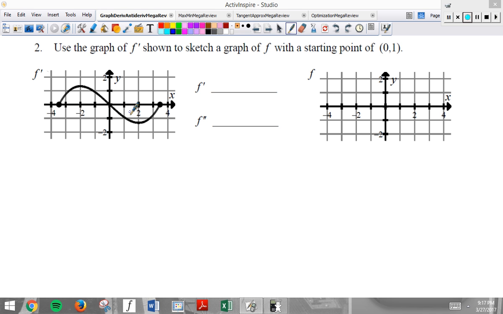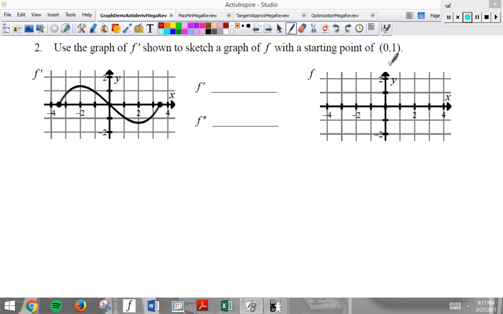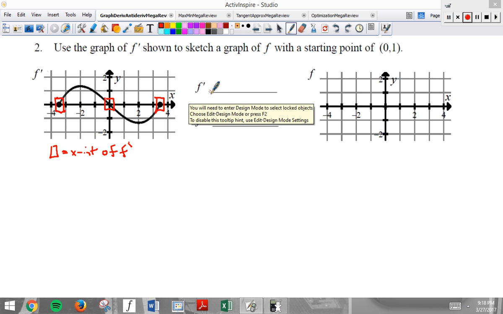So I look at this graph and I'm going to make some f primes. I'm going to make an f prime number line. I'm going to make an f number line. Bingo, bango, bongo. Where are some x-intercepts? So again, box x-int of f prime. Okay. Bing, bang, boom. Okay. But the only interesting one being 0.